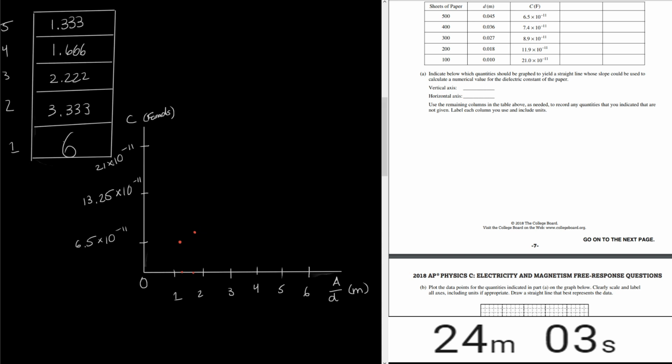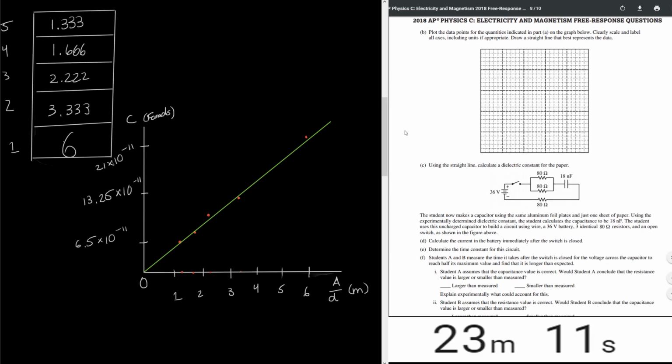Then we have 2.222 and 8.9. So we can put that about there. Next we have 11.9 as the y with 3.333. 11.9 goes almost all the way up here. And finally we have at 6, 21. So it's the very final point. So we can see that we are increasing exponentially somehow. And drawing in that line of best fit looks about like that. Except at 0 we need it to be 0. So let's start it at 0. Great. And draw a straight line.